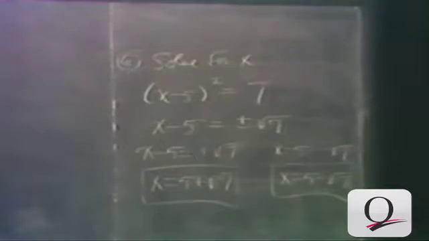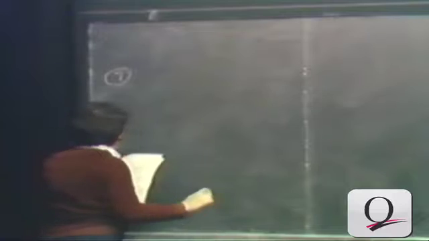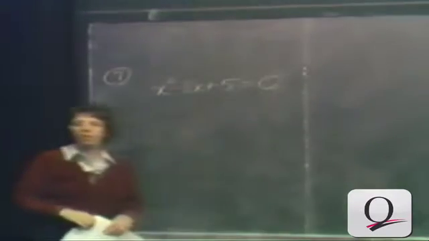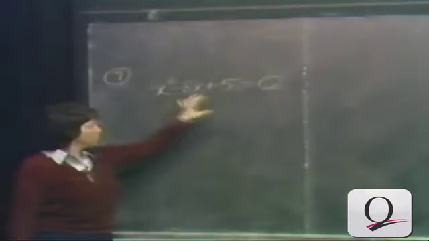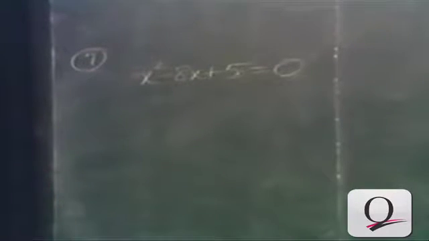Now, as I mentioned, the technique of extracting roots can only be used if the left-hand side is a perfect square. What if the left-hand side is not a perfect square? For example, x squared minus 8x plus 5 equals 0. This particular problem cannot be solved by factoring methods that we used earlier. We cannot factor it into two binomials with integer coefficients.